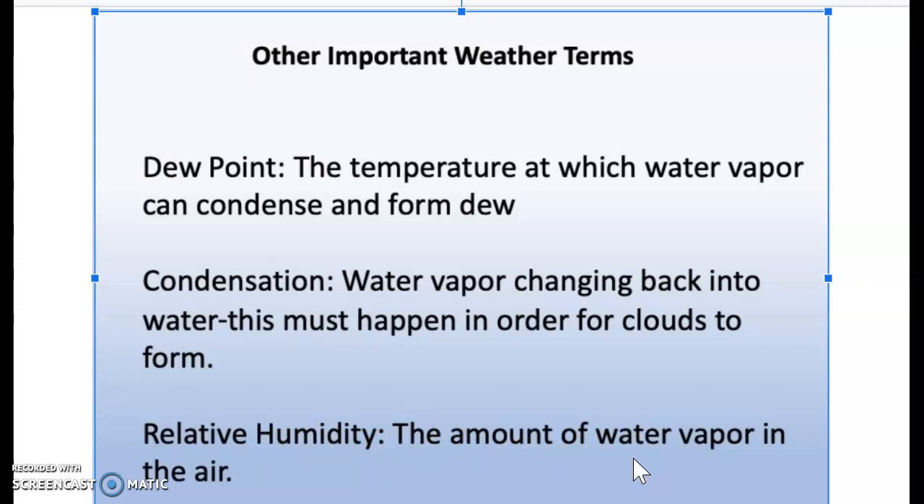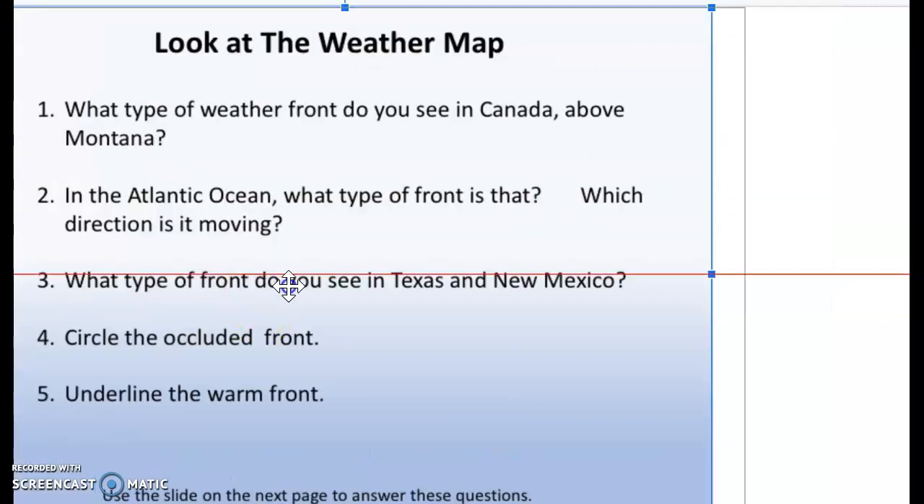So dew point is water vapor condensing, and that's usually before it's up in a cloud. It's happening on a plant or something. It attaches to something and turns back to water. Condensation is what's happening in the clouds, and then humidity is how much moisture is in the air. So whether it's water vapor or actual water, it's how much is in the air.